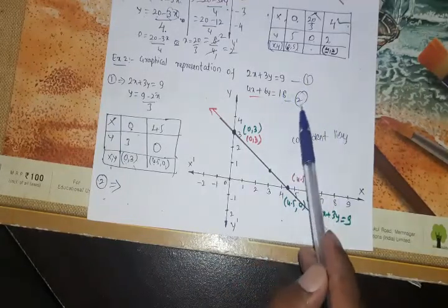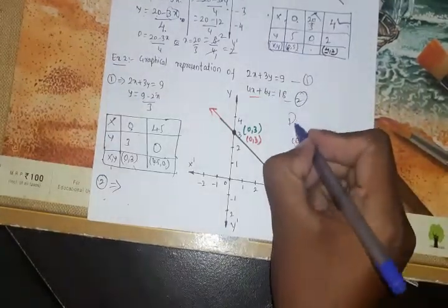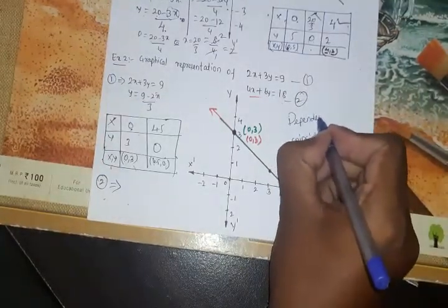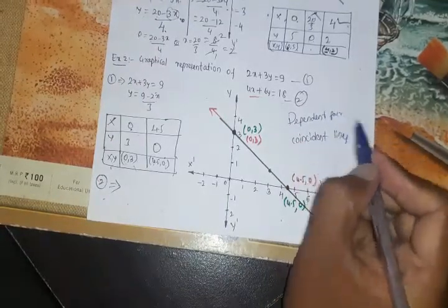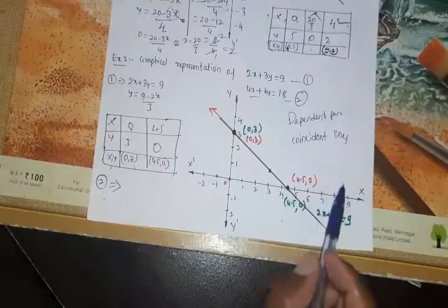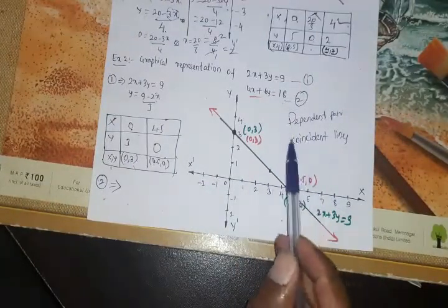So this pair of linear equations is called a dependent pair of linear equations. These are called dependent pair of linear equations. So this is also called consistent, as it has got a solution.